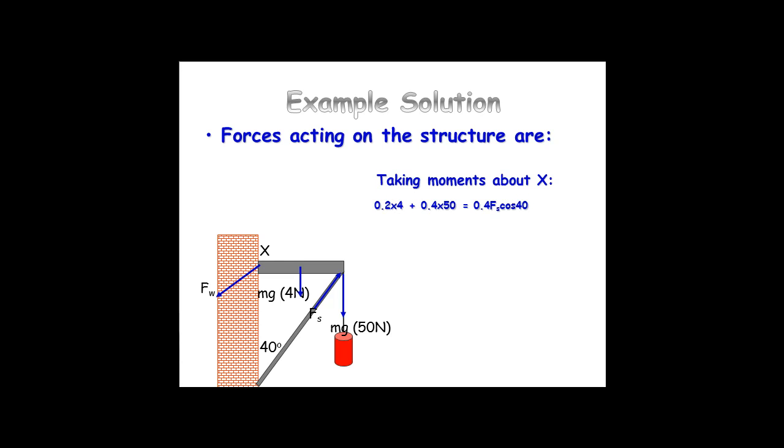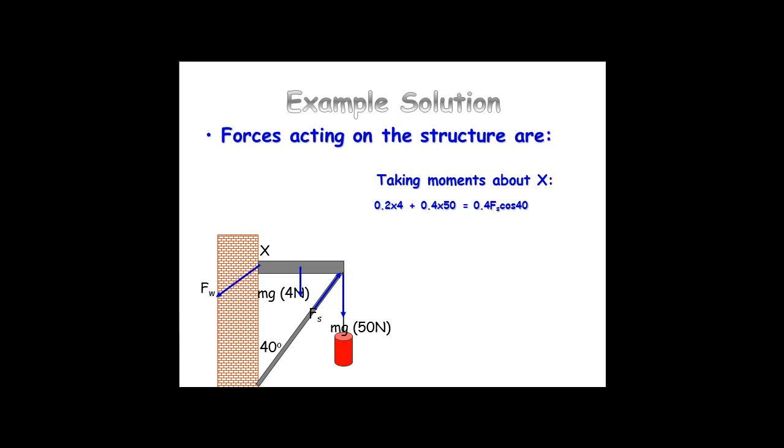So we've got 0.2 meters times the 4 newtons plus 0.4 meters times the 50 newtons must equal 0.4, that's the distance to this point of contact, times this force, and we need the vector component. We're talking about the vertical direction. Vertical is next to the angle, alternate angles here. So that makes that 40 degrees as well. So we have going up cos 40 degrees.